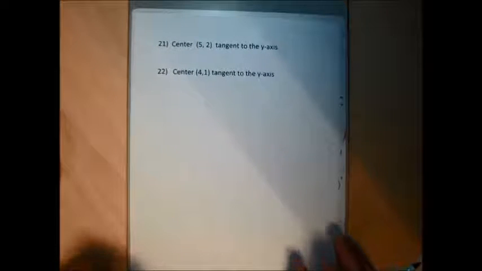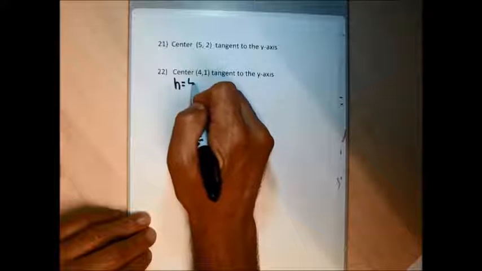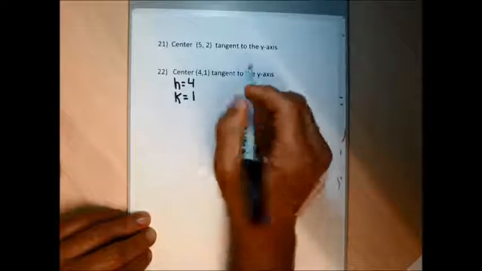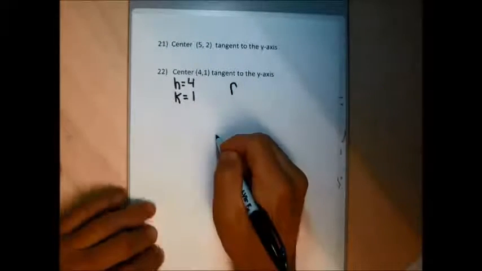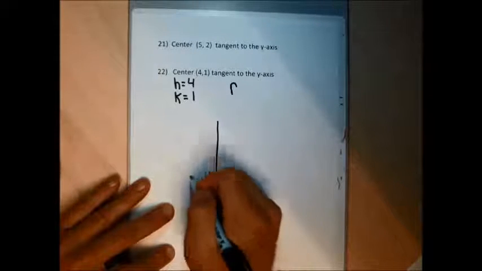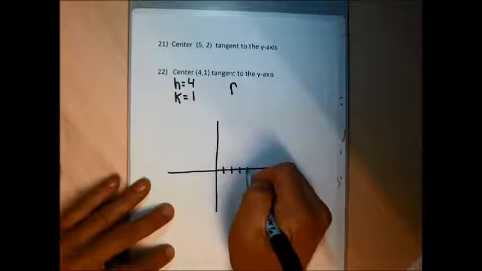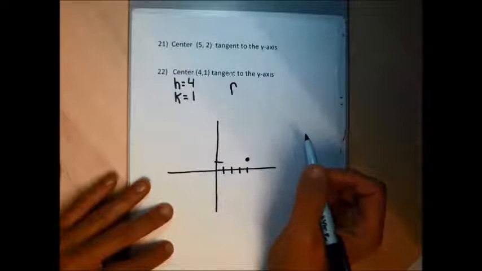22 is starting to feel more like a calculus wording. So it says it has the center 4, 1. So my h is going to be 4. My k is going to be 1. I don't know what my r is. So I'm going to draw a picture the best I can. I'm going to draw a circle that goes through the point 4, 1, and it's tangent to the y-axis.